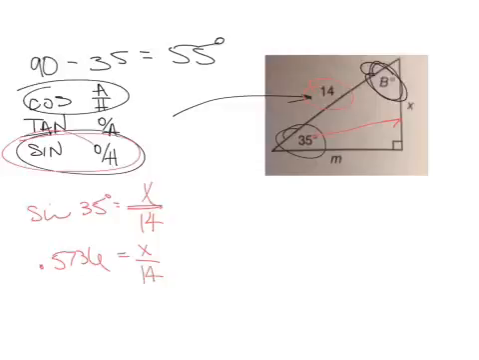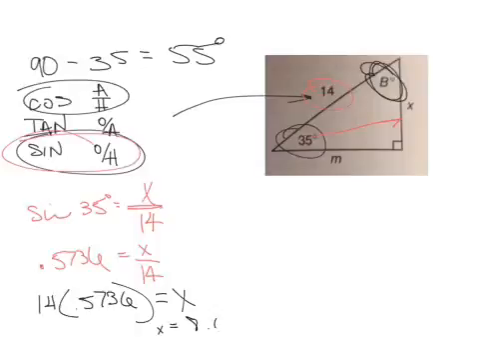Now, notice here, my variable is on top. Remember when the variable's on the bottom, we switch these two? When the variable's on top, you just take this 14 and put it over here and multiply it. Those are kind of the two methods to do that. And then we take 14 times the sine of 35, and that gives me X equals 8.03. Alright, so let's find M.